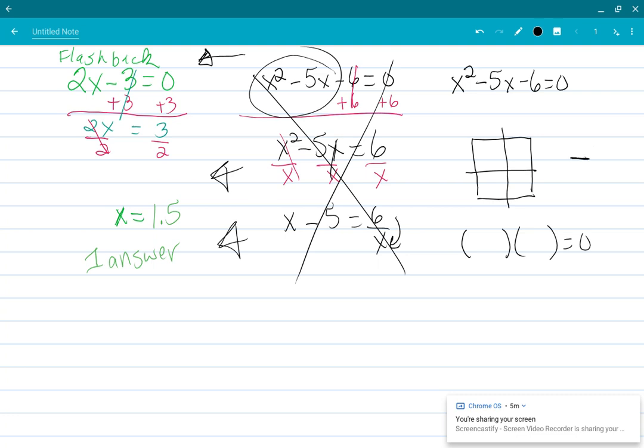So two numbers equal -5 when you add them. And the same two numbers, when you multiply them, equal -6. So what two numbers multiply to -6 and also add to -5? Let's see. I don't know. I'm just going to guess. 2 times -3 does multiply to -6, but 2 plus -3 does not equal -5. So that doesn't work. So I'm going to cancel that.